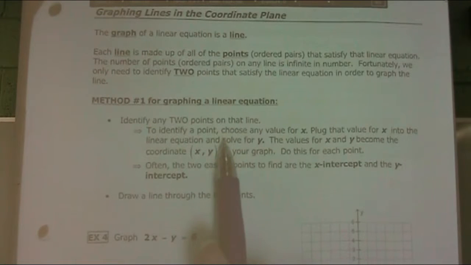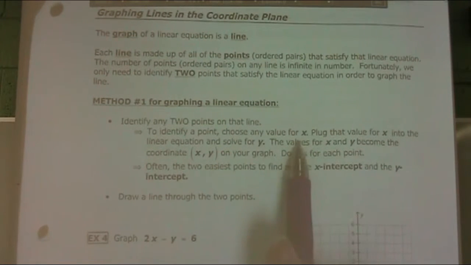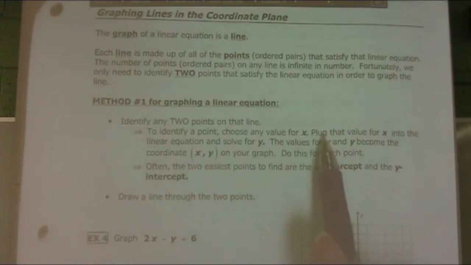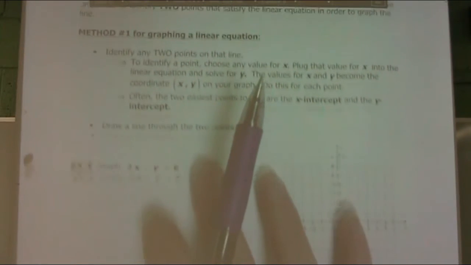To identify a point, choose any value for x, plug that value for x into the linear equation and solve for y. The values for x and y become the coordinate x comma y on your graph. Do this for each of your 2 points. Note, often the easiest points to find are the x-intercept and the y-intercept.